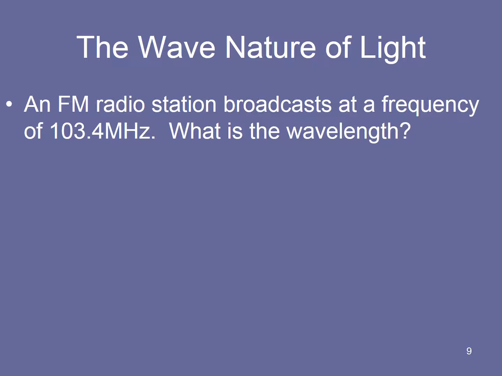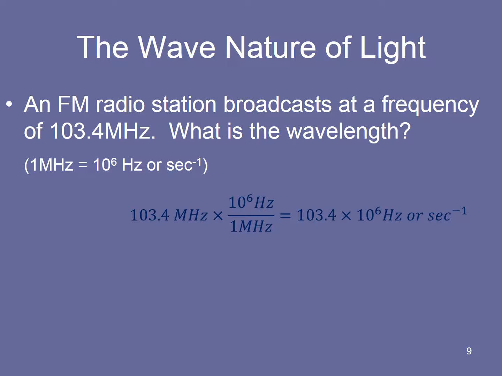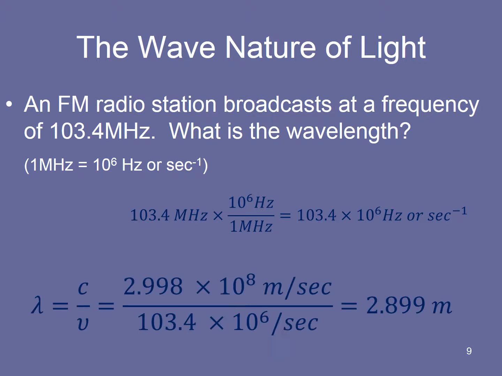Okay. Another example, an FM radio station broadcasts at a frequency of 103.4 megahertz. What is the wavelength of this frequency? So 1 megahertz is 10 to the 6 hertz, or per second. Notice mega is 10 to the 6. So we need to convert 103.4 megahertz by multiplying by 10 to the 6, so we get 103.4 times 10 to the 6 hertz. And then we can plug that in the equation.